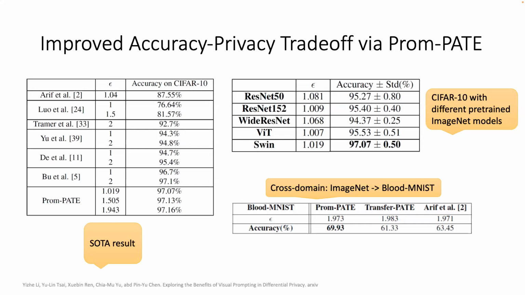And of course, the quality of the source model matters. So here we also do an ablation study of trying different source models as the teacher, from ResNet to ViT to Swin Transformer. Indeed, a more powerful pre-trained model like Swin Transformer can further boost the accuracy-privacy trade-off for the downstream task. We also see a lot of encouraging signs in terms of cross-domain accuracy improvement because of reprogramming. Here, when we consider reprogramming a public ImageNet model to do private tasks like blood and MNIST classification, we see a big gap between Prompt PATE and the transfer-learning-based PATE methods.